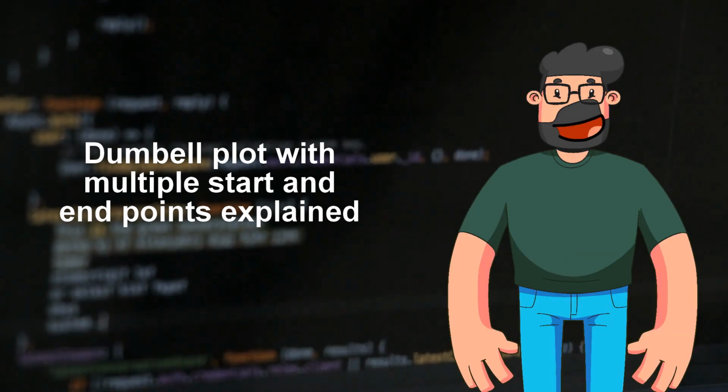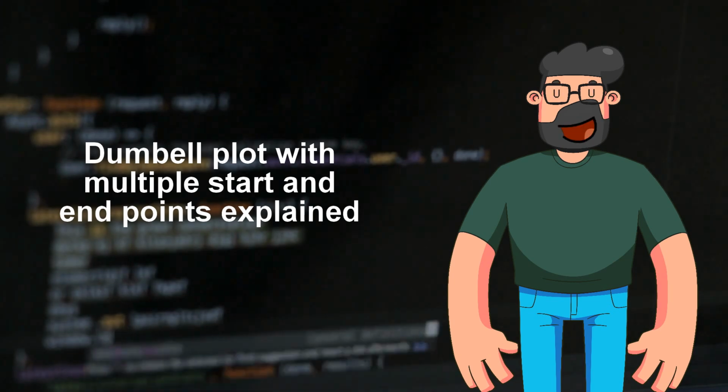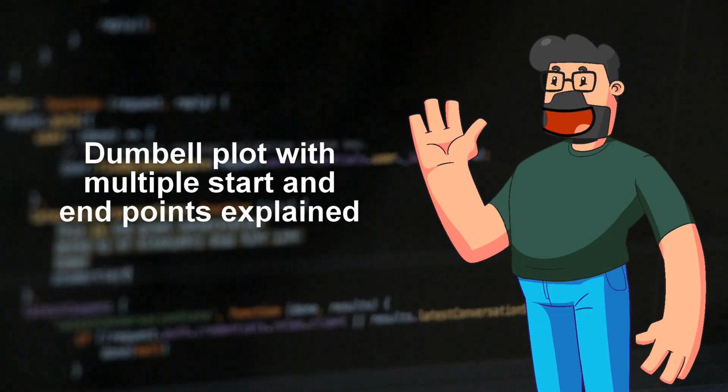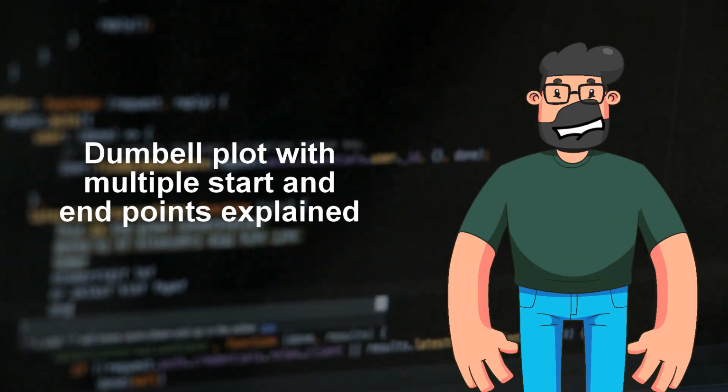The problem we have at hand involves a dumbbell plot with multiple start and end points for certain groups. It's a common issue when visualizing data, but don't worry, we got a solution for you.